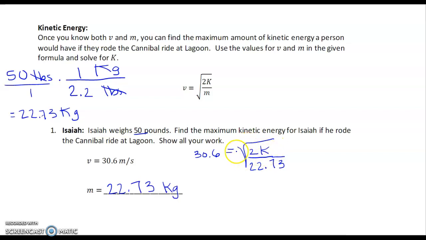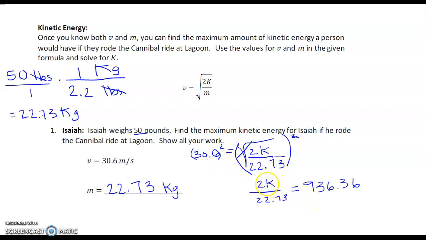Looking at this, first of all, the problem is that it's in a square root. So we're going to want to square both sides, because when you square a square root, it cancels out. So the square root and the squared cancel each other out, and I'll just be left with 2K over 22.73 equals 30.6 squared, which is 936.36. I'm going to write it on the other side to give myself more space.